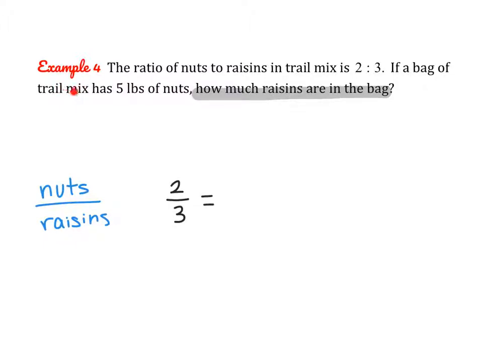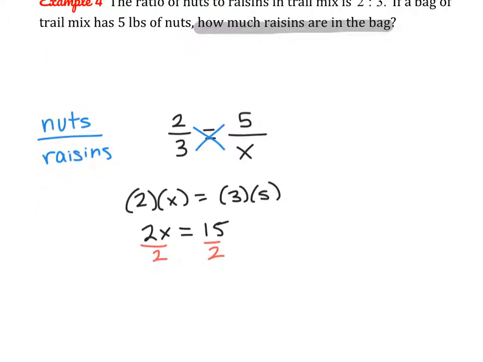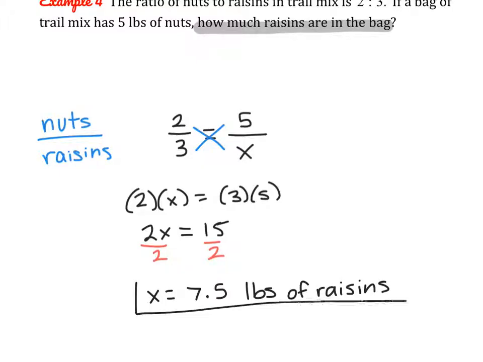Now, in the bag, they tell us that there are 5 pounds of nuts. So that number is going to go on top. And they want us to find how many raisins. So since it's a number we don't know, we call it x. We give it a variable. And now we can solve for x by cross multiplying. So we have 2 times x equals 3 times 5, and now we can solve. So 2x equals 15, and then we can divide by 2. So we get x equals 7.5 pounds, and we'll say pounds of raisins. There you go.